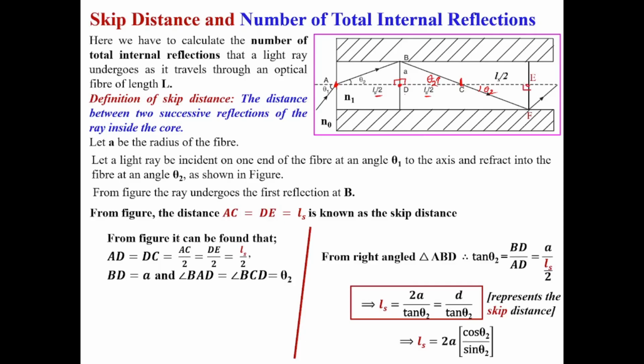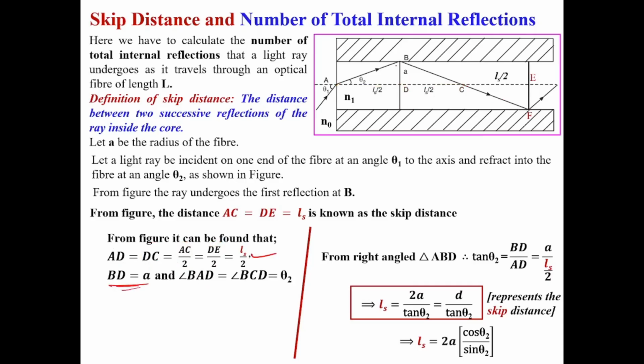So in our derivation, I considered the triangle ABD. This triangle I have considered for our calculation. Okay. So the same thing I have written. From the figure, it can be found that AD equal to DC equal to LS by 2, or you can write AC by 2, or DC is nothing but DE, DE by 2, or LS by 2.